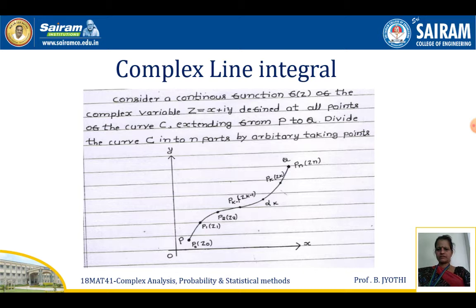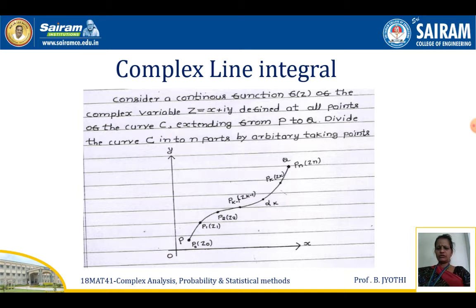So let us illustrate with one curve. Consider a continuous function f of z of the complex variable, say z is equals to x plus iy, defined at all points of the curve C extending from P to Q. Now let's divide the curve C into n parts by arbitrarily taking the points. So from P to Q, you can observe in the diagram, there are n number of divisions.